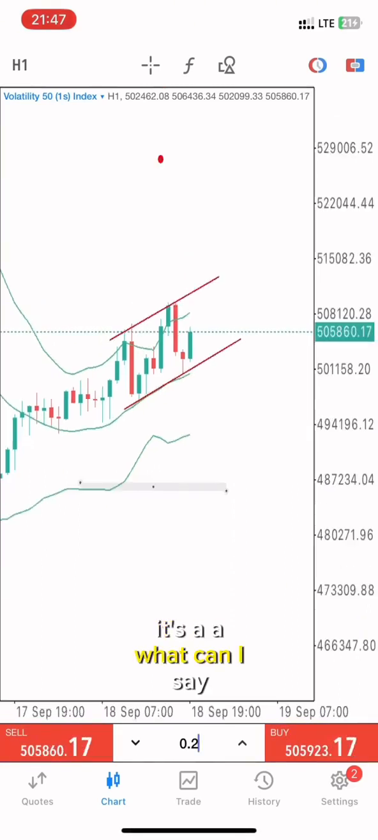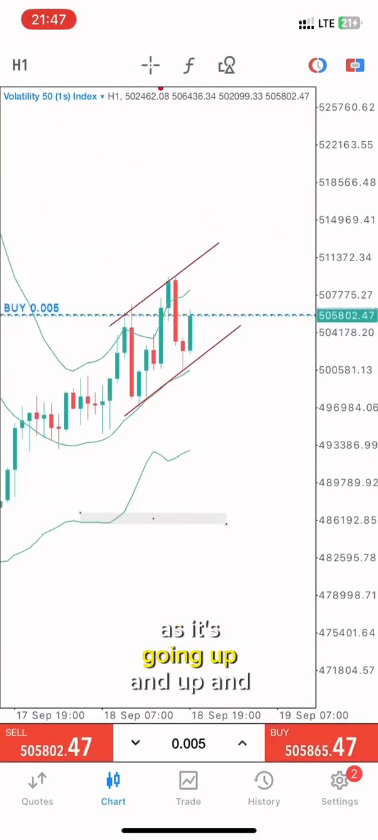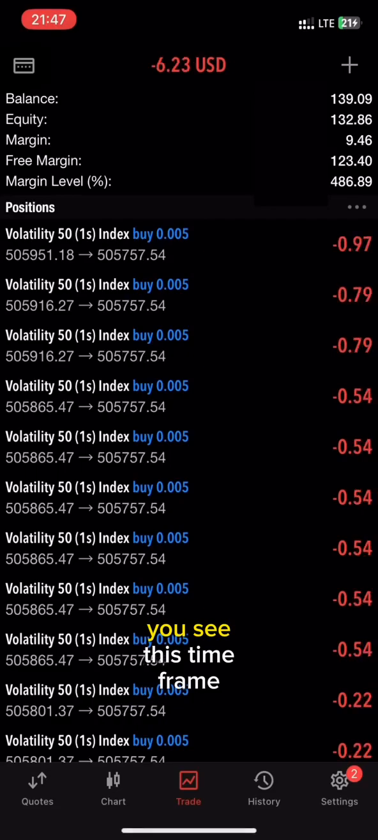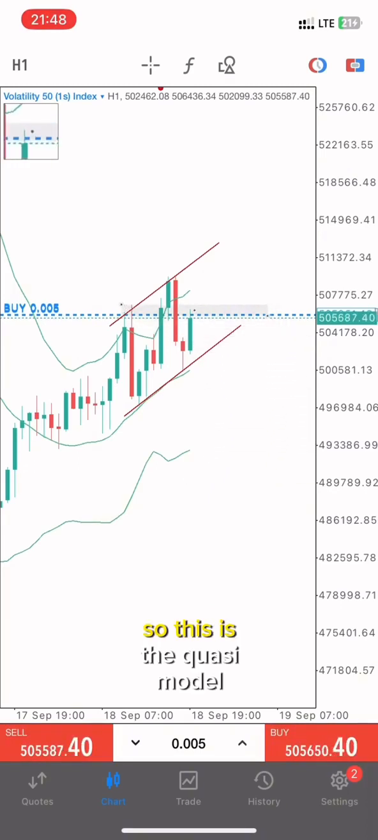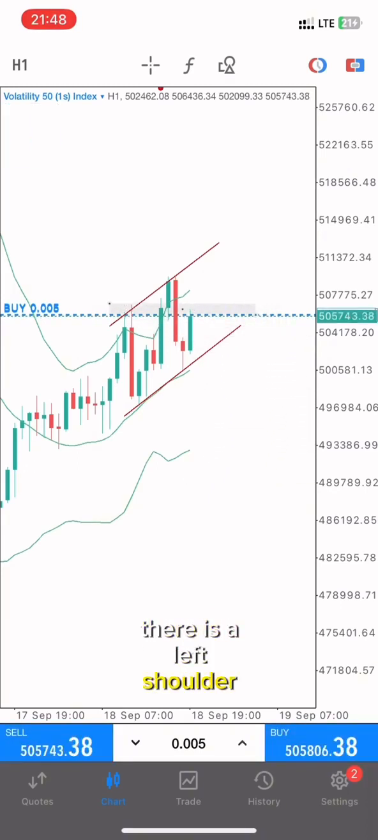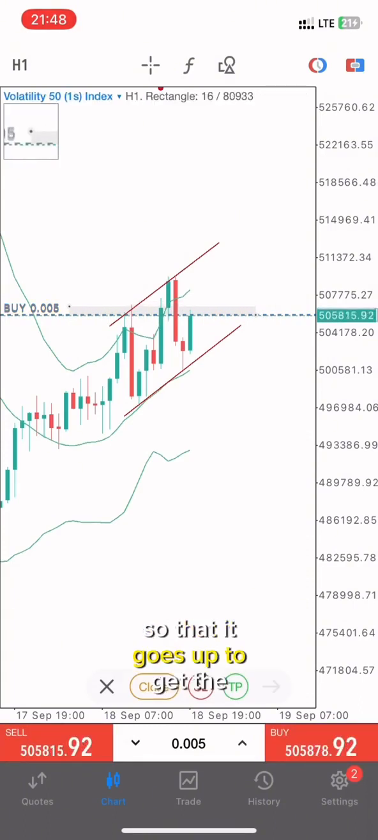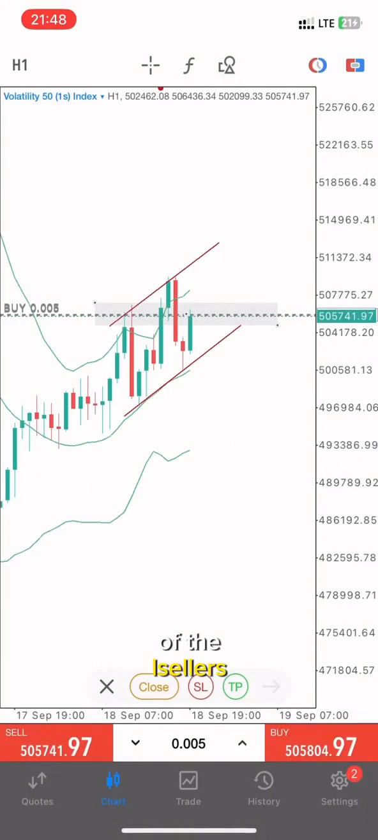It's a bullish trend line, yes, as it's going up and up and up. You see, this time frame, it's a bullish trend line and it's indicating bullish power. So this is the Quasimodo. There is a left shoulder there, the head and the right shoulder. So I will buy here so that it goes up to get the stop losses of the early sellers.